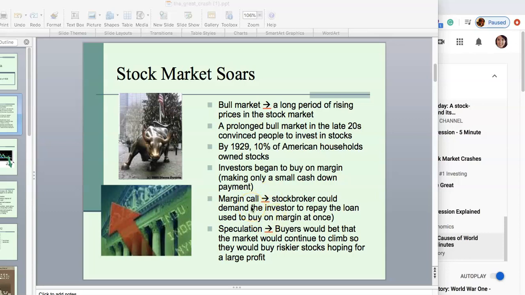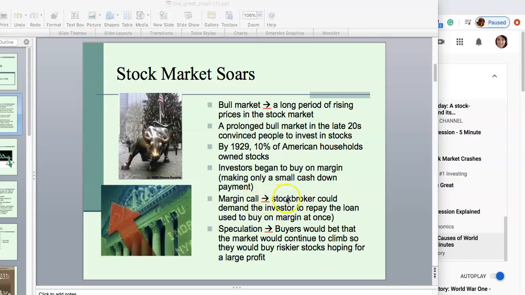A margin call is when a stockbroker is going to demand that the investor pay back the loan. So it's basically me, myself, I did not have enough money to buy my share of Apple stock. So I'm taking a small loan from my stockbroker, the person who sold me that stock.